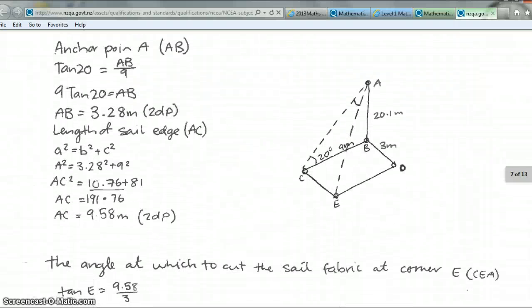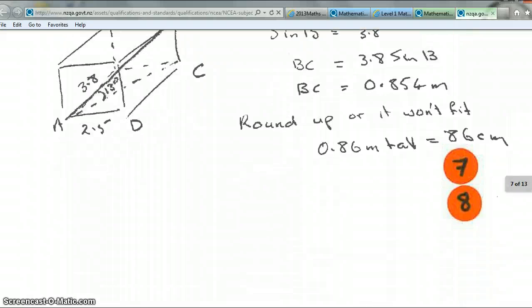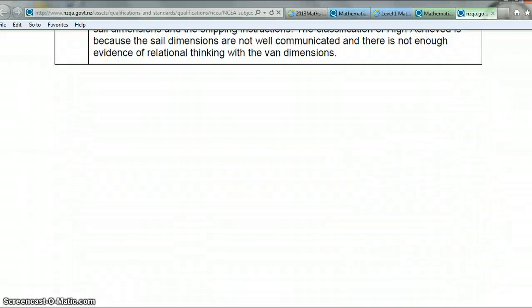So this gives you an idea of, oh, that's a nice diagram, isn't it? Look how nicely they've said length of sail edge, AC, AB. So they've labelled it AB, 3.8 metres. That looks, AB does not look like 3.28 metres, it looks like 20 metres. That's interesting. Maybe that's why they didn't get excellence. But beautiful labelling. Okay.